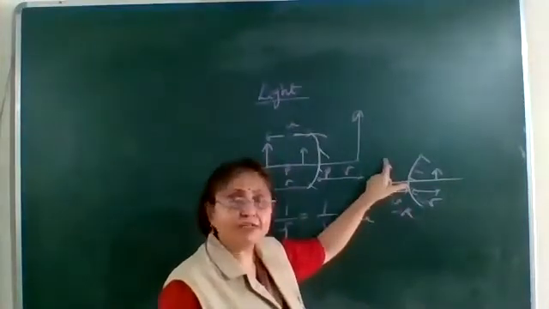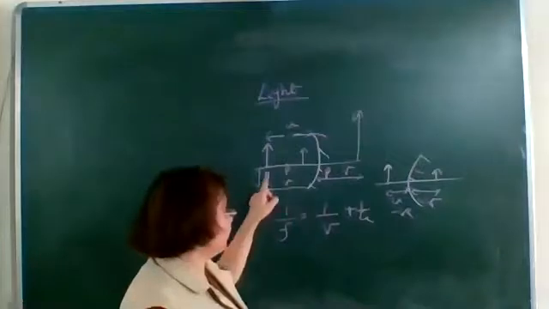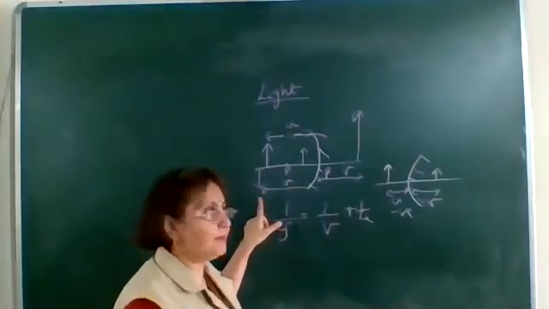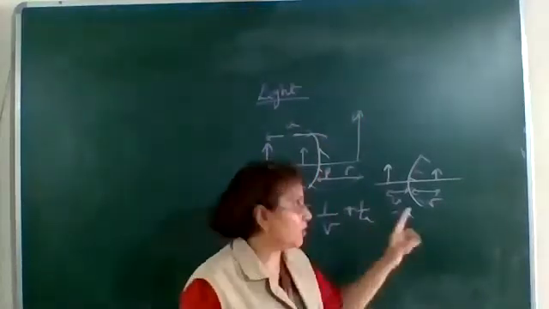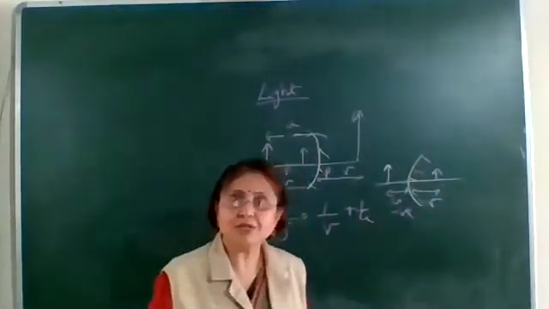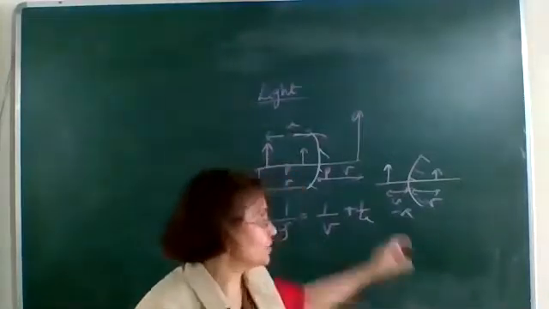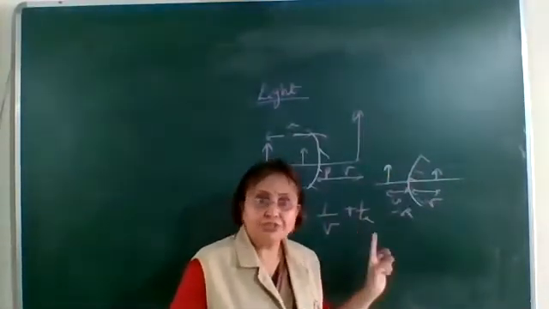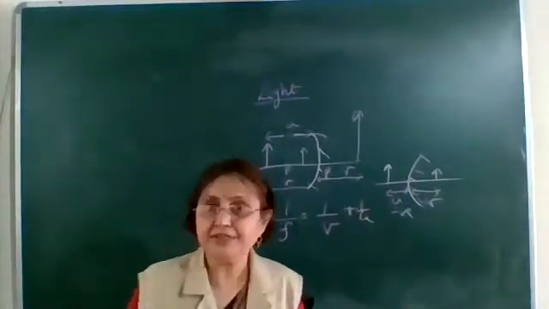The height of the object is always positive. If the image is real and inverted, the height of the image will be taken as negative. Virtual and direct, the height of the image will be positive. A convex mirror always forms a virtual and direct image, so the height of the image will always be positive. These sign conventions and the mirror formula we have already studied in the previous class.